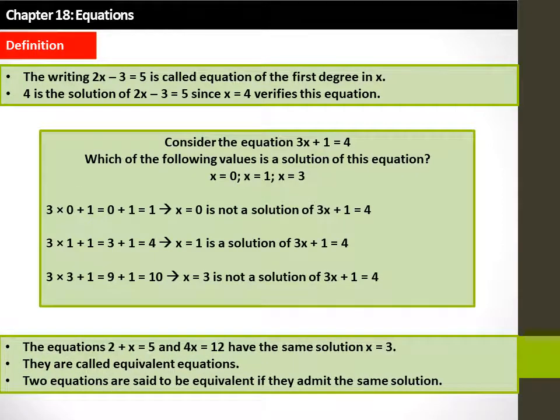The equations 2 plus x equals 5 and 4x equals 12 have the same solution, which is x equals 3. They are called equivalent equations. Two equations are said to be equivalent if they admit the same solution.